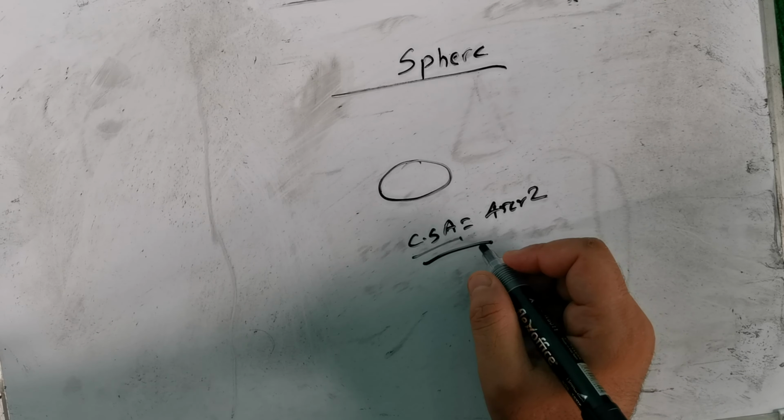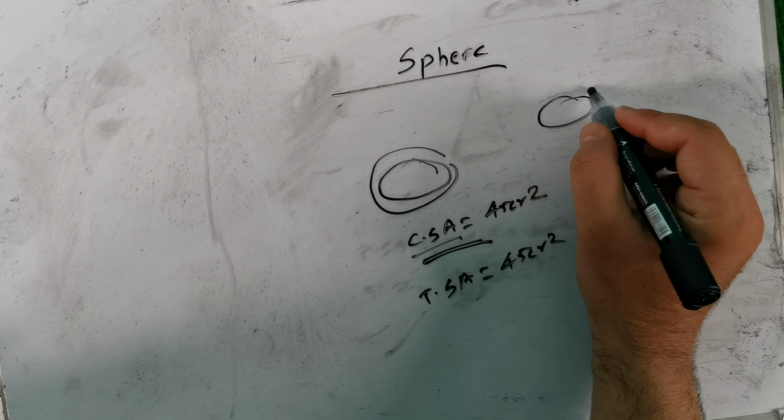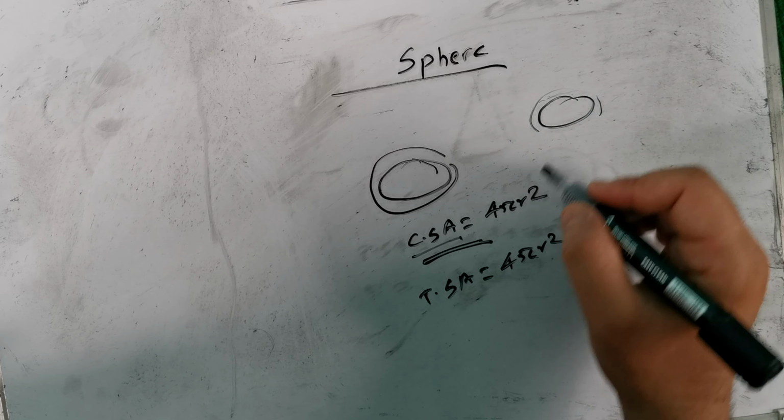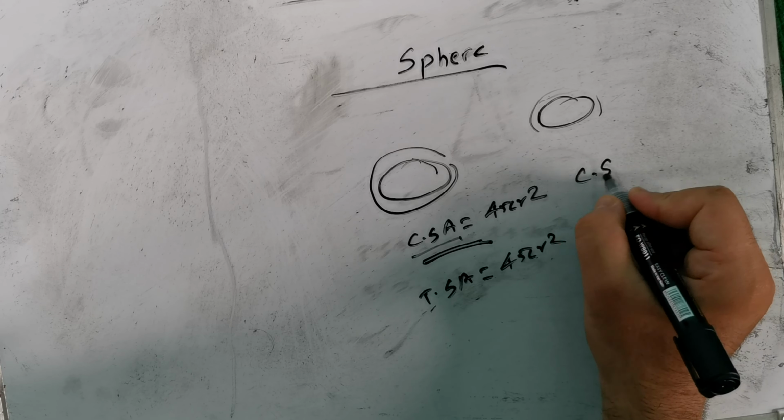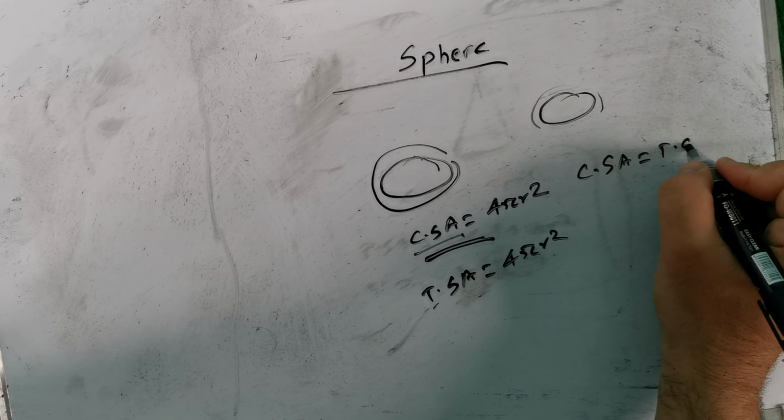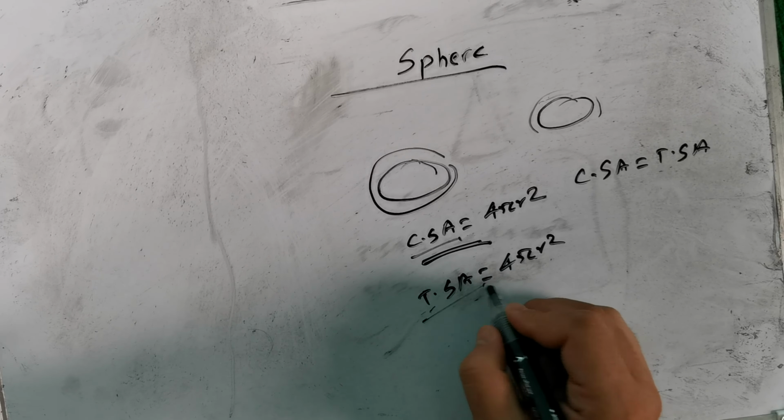So total surface area means 4 pi r square, because in a sphere all parts are curved. Am I right? That means curved surface area is equal to total surface area. So the formula of total surface area is also 4 pi r square.